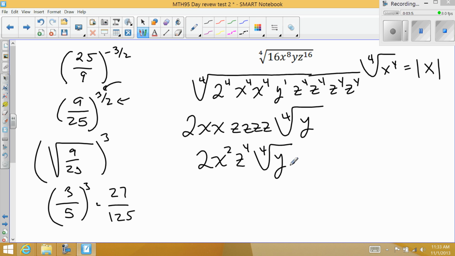And a shortcut we could have used in simplifying this, going back to the original problem: 4 goes into the exponent of 8 2 times with nothing left over, and I ended up with x to the 2, and no x is left over. 4 goes into 16 4 times with nothing left over, and I've got z to the 4th with no z's left over. 4 does not go into the understood exponent of 1 on the y, and so it's still here.